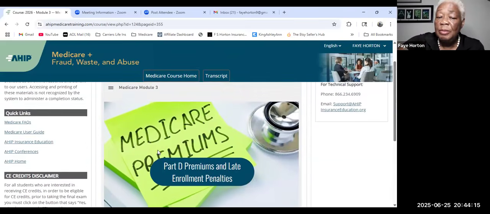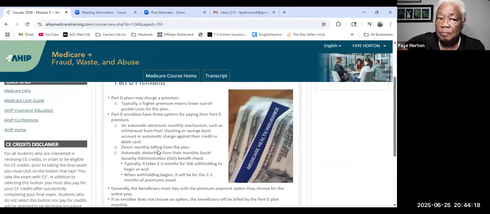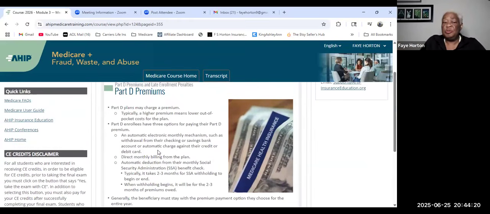Part D premiums and late enrollment penalties. Part D plans may charge a premium. Typically, a higher premium means lower out-of-pocket costs for the enrollee. Part D enrollees have 3 options for paying their Part D premium: an automatic electronic monthly mechanism such as withdrawal from their checking or savings bank account, or automatic charge against their credit or debit card; direct monthly billing; or automatic deduction from their monthly Social Security benefit check.